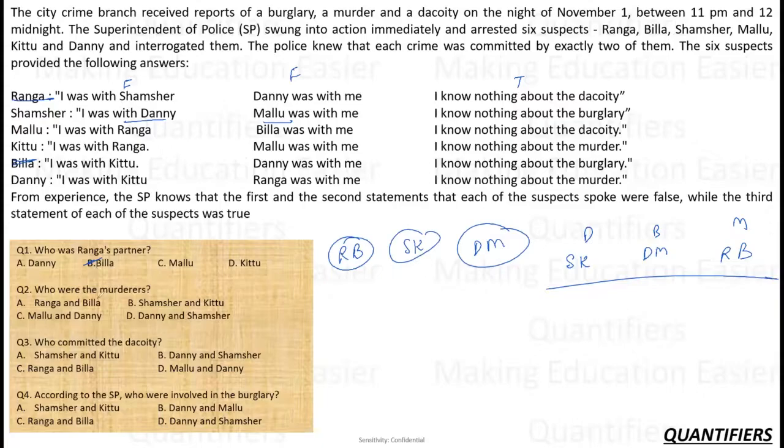And who were the murderers? Murderers were Ranga, Billa. Who committed the dakati? SK. And according to who were in the burglary? DM. So these are the right options, right? So this completes my findings and the sets on binary logic and truth teller.